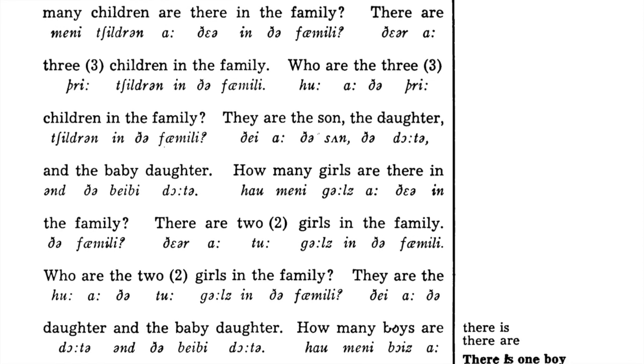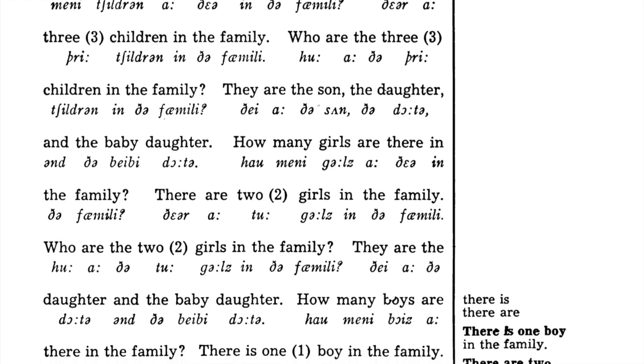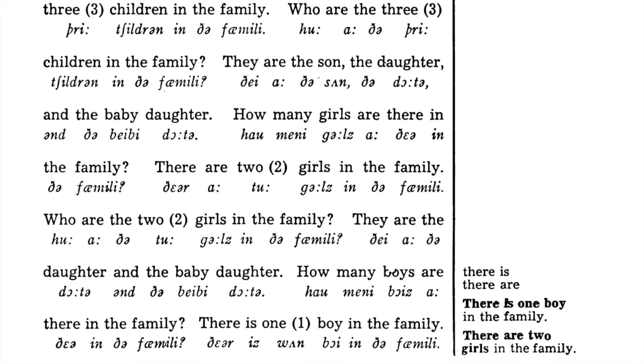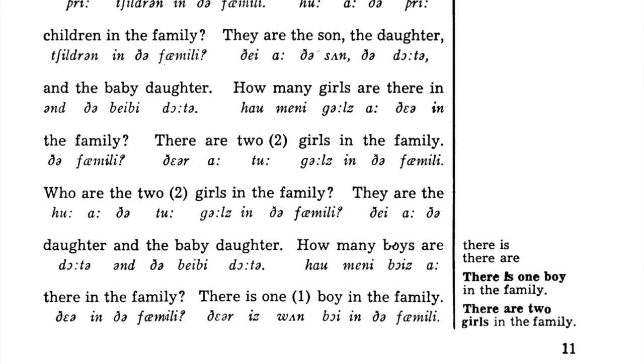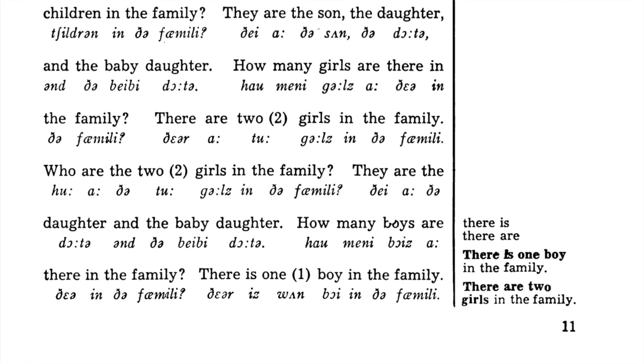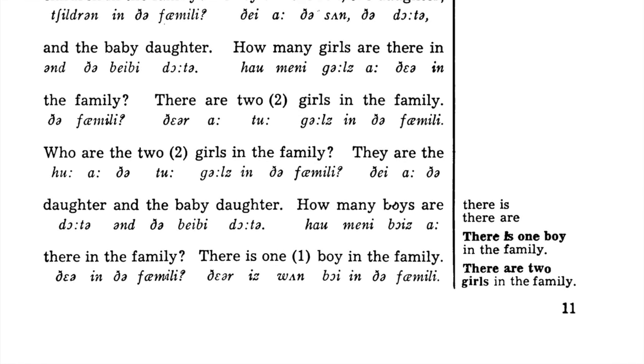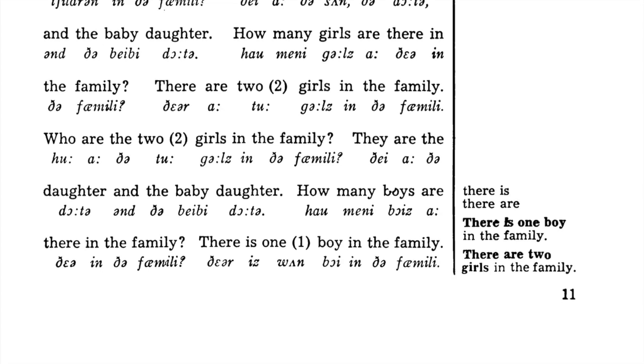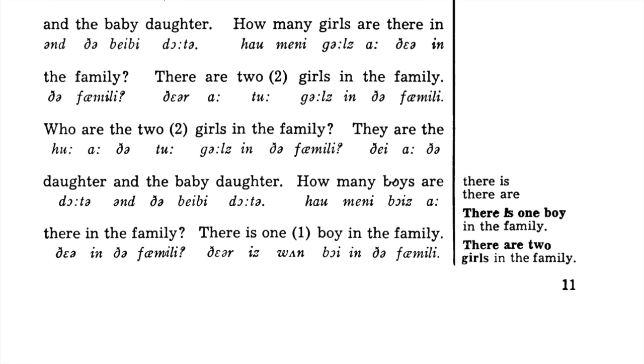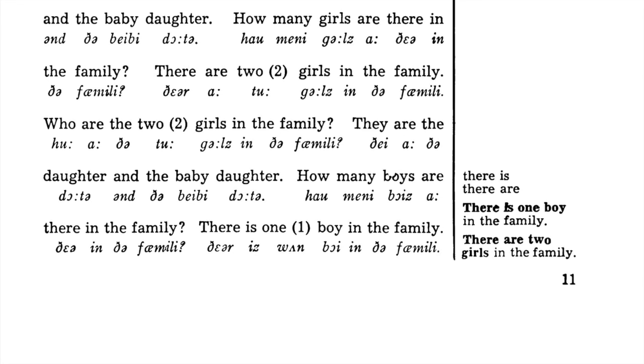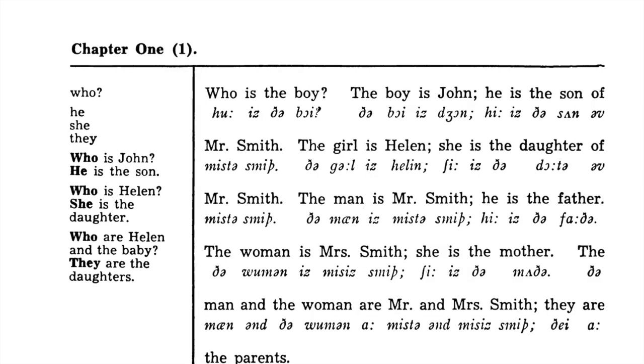How many girls are there in the family? There are 2 girls in the family. Who are the 2 girls in the family? They are the daughter and the baby daughter. How many boys are there in the family? There is 1 boy in the family. Who is the boy?